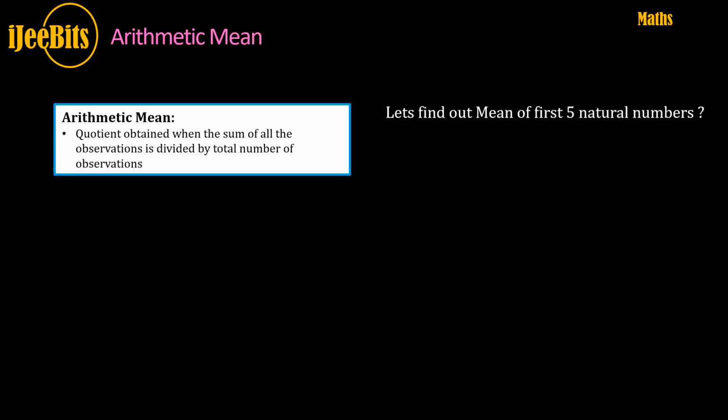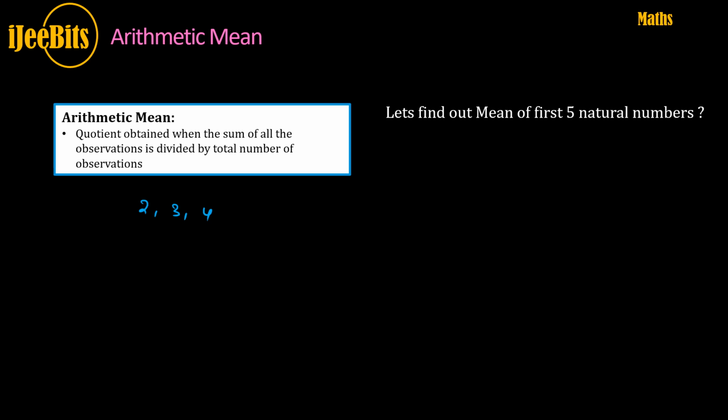Arithmetic mean. So what is meant by arithmetic mean? Let's say we have observations, for example 2, 3, and 4. We have three observations. These observations are taken as input to calculate your arithmetic mean.